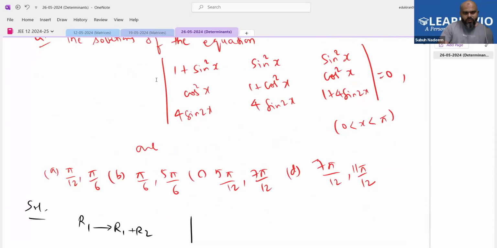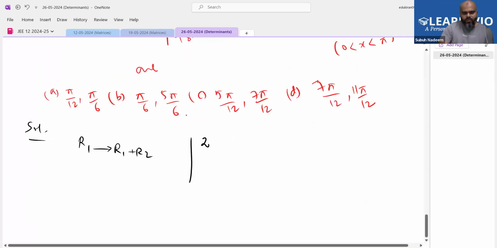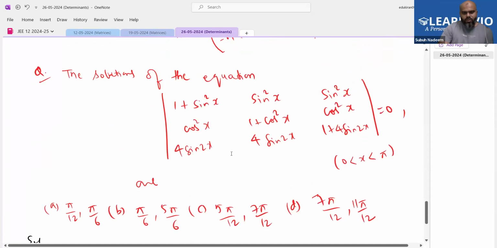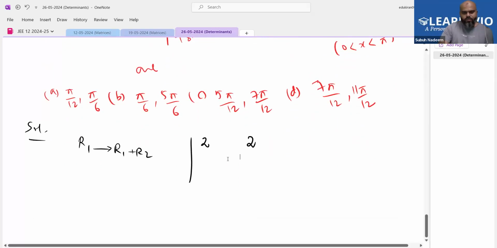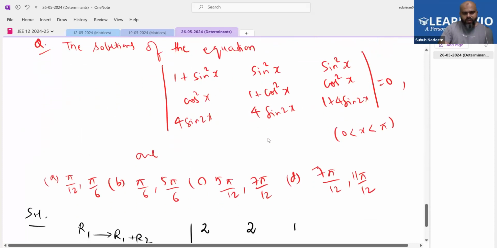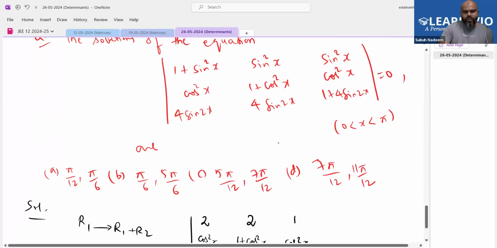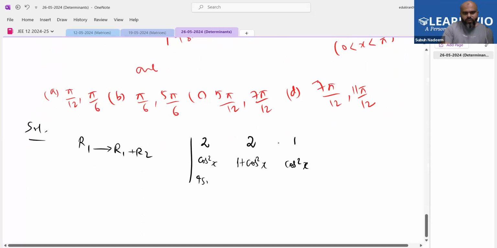In that case, it will be 1 plus sine square x plus cos square x, and sine square x plus cos square x is 1, so 1 plus 1 is 2. Here, sine square x plus 1 plus cos square x is again 1 plus 1, 2. Then sine square x plus cos square x will be 1. The second row is cos square x, 1 plus cos square x, cos square x. In the third row, 4 sine 2x, 4 sine 2x, and 1 plus 4 sine 2x. And this is equal to 0.